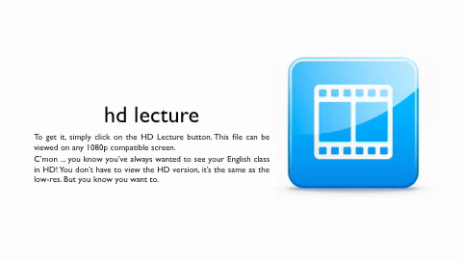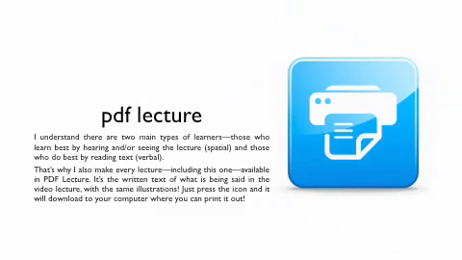Or maybe not. I understand there are two main types of learners. Those who learn best by hearing and or seeing the lecture, the spatial people, and those who do best by reading text, the verbal people. That's why I've also made every lecture, including this one, available in PDF lecture. It's the written text of what is being said in the video with the same illustrations. Just press the icon and it will download to your computer where you can print it out.